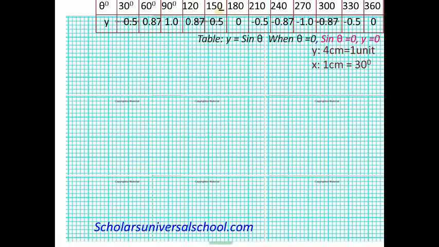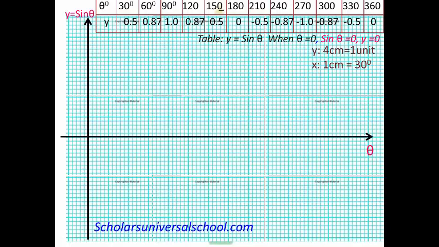And let us now draw our axis. So let us see it, the way it goes. This is our y-axis, where y equals sine theta. Then we have our x-axis, which represents theta. Recall that theta stands for x here. And now let us calibrate our axis.